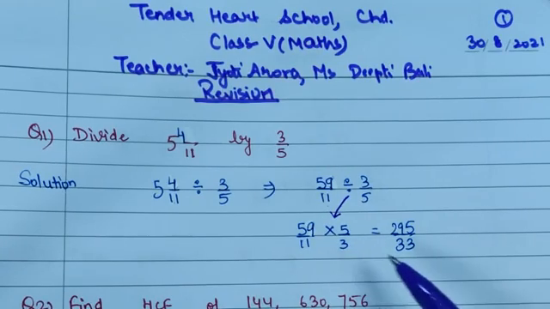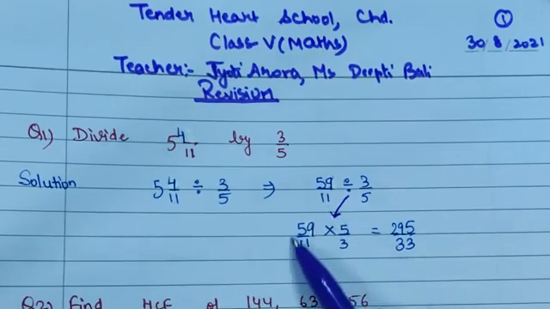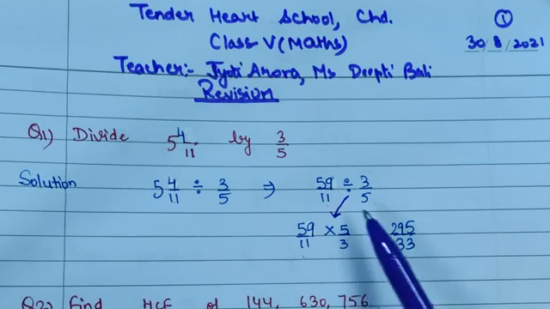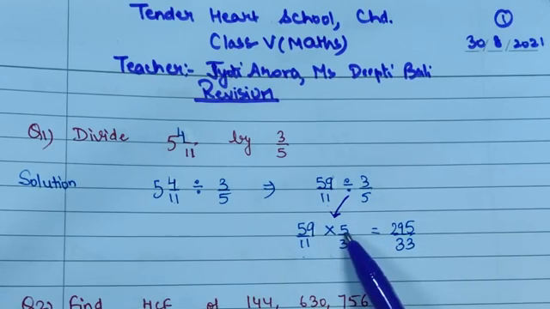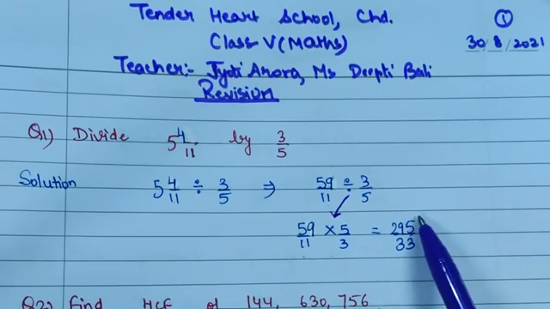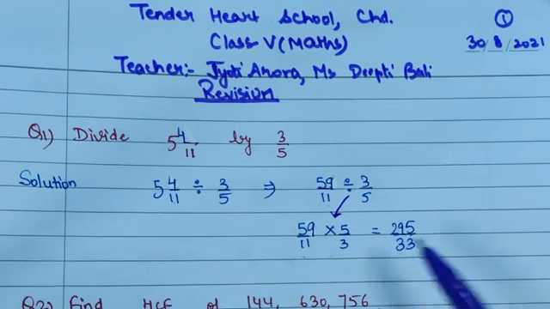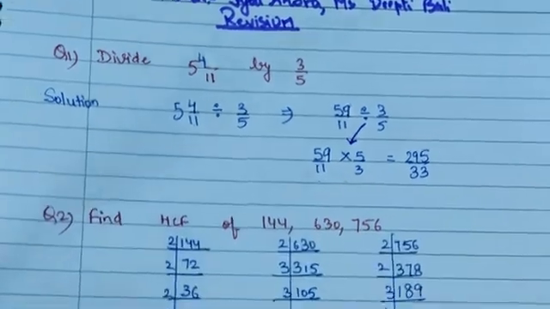Now, you have to check, is there any cancellation possible? Now, no cancellation is possible. So, we will multiply the numerators and multiply the denominators, and we will get 295 upon 33.